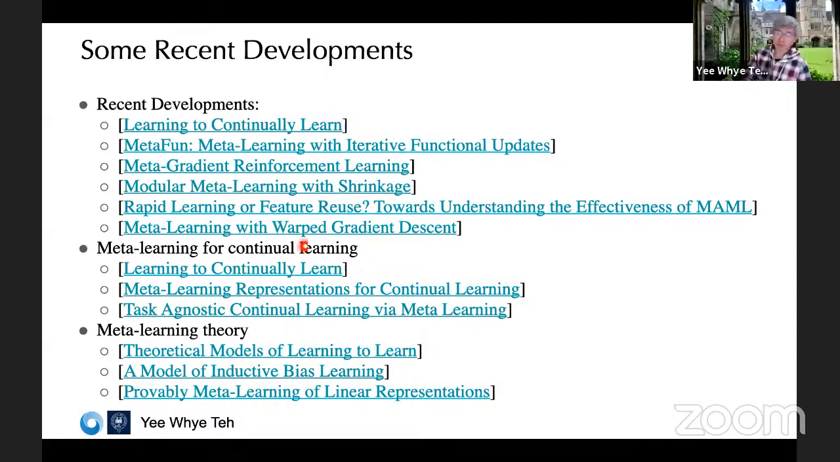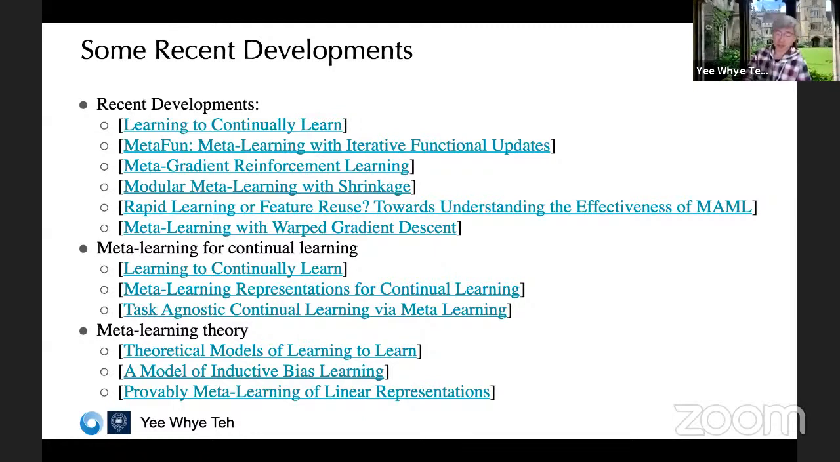Model-agnostic meta-learning, which uses gradient descent, is quite an interesting optimization-based meta-learning system, where you can think of the system as basically trying to meta-learn a preconditioner for stochastic gradient descent such that it generalizes well.